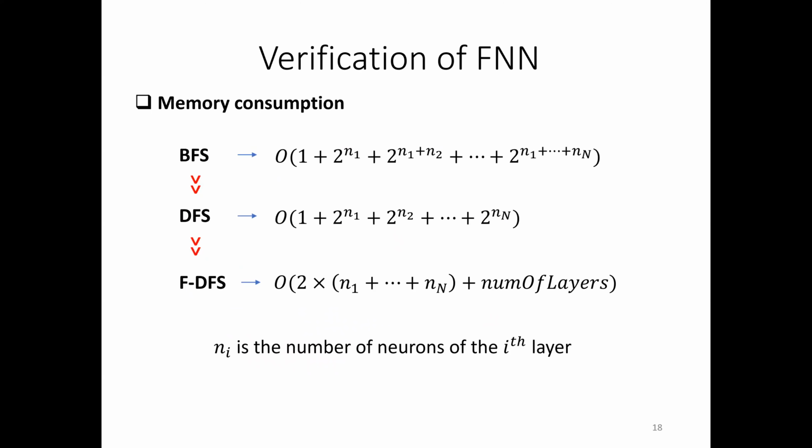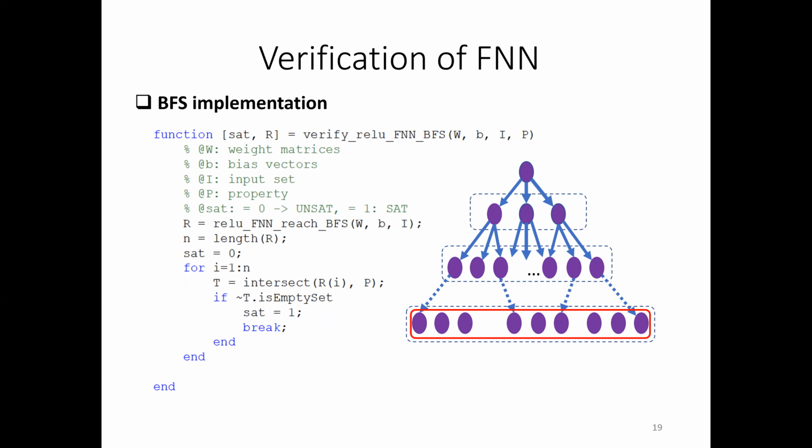So now we come to the implementation. In NNV right now we have a very simple breadth-first search implementation. The idea is that you compute the reachable set layer by layer, and then when you come to the last layer, you check the intersection of the reachable set with the property P. Okay? So that's how the breadth-first search works.